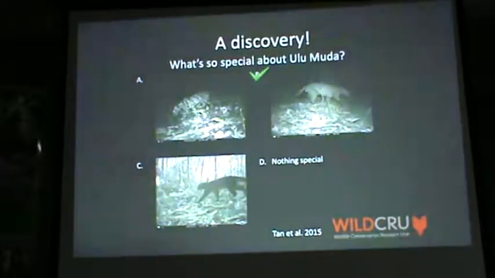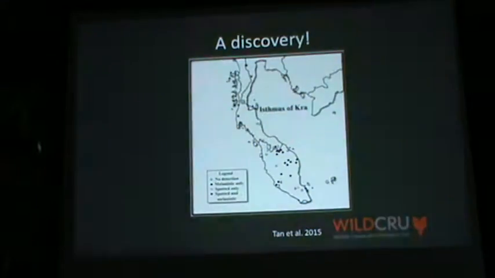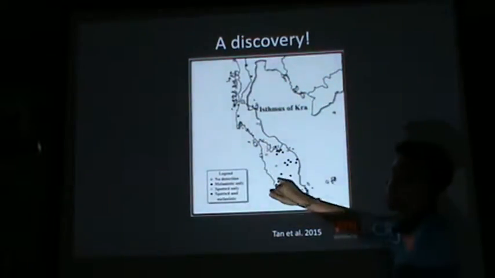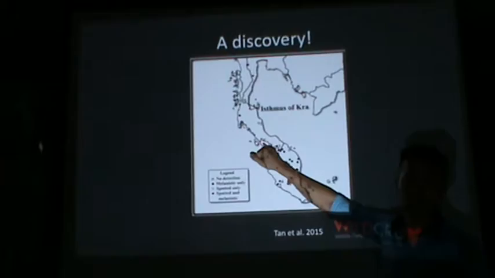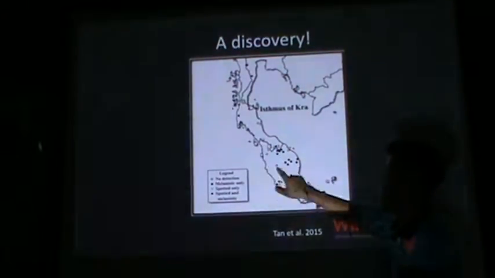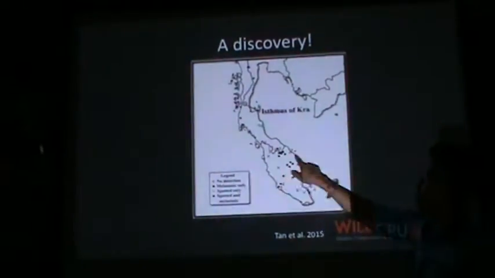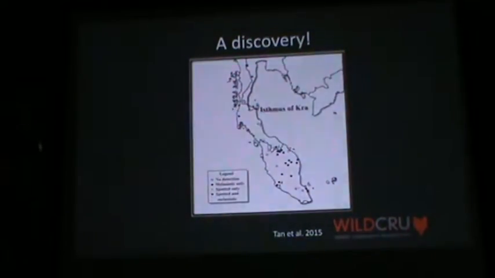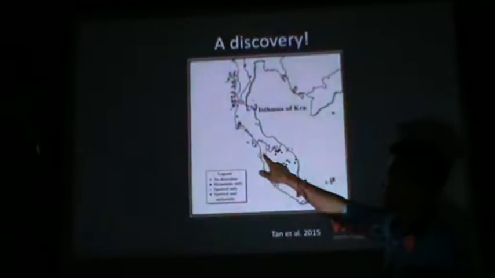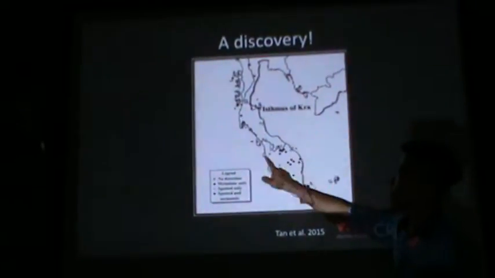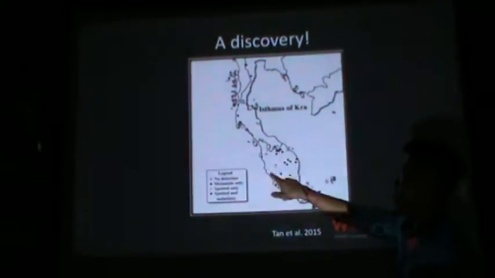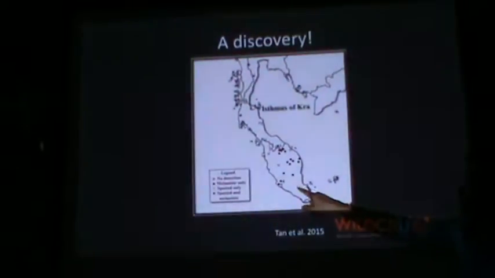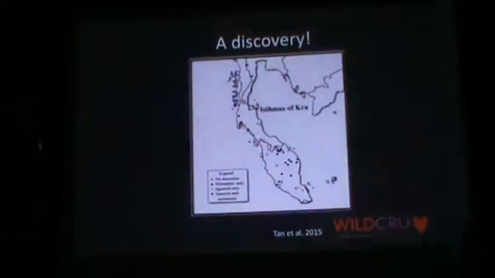So I'm going to move you here, and we see what we have here. This is the site where there's only spotted leopards, which is my study site. You can see all the black dots are where they only found melanistic or the black version. This one that we have here is no detection, so no leopards down there. And here's the other side where they found spotted leopard. That was in 2013.